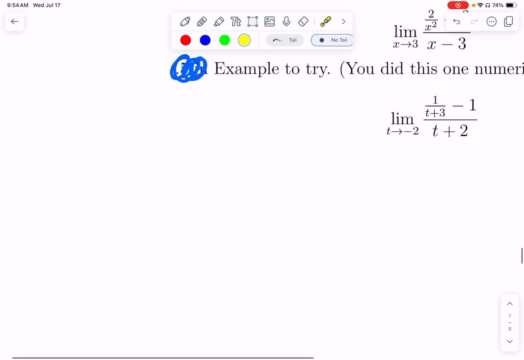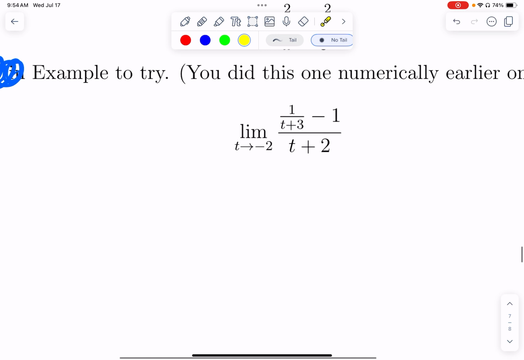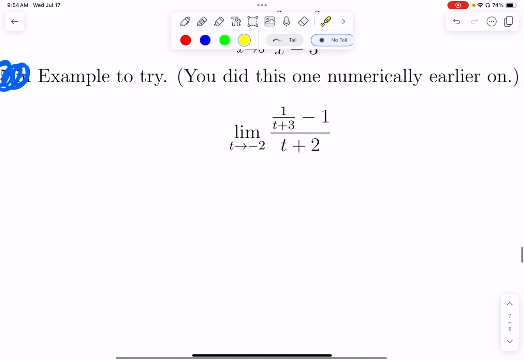So with that in mind, try this problem. And we did this one numerically earlier on. We had a vague sense of what it ought to be. I'm just going to ask, what is the first step? What would you do first?